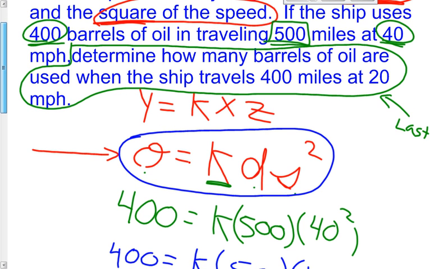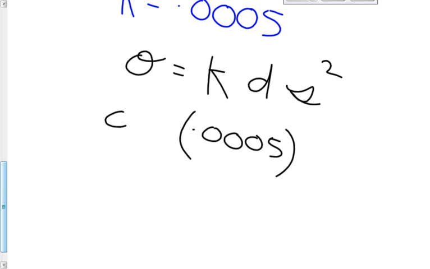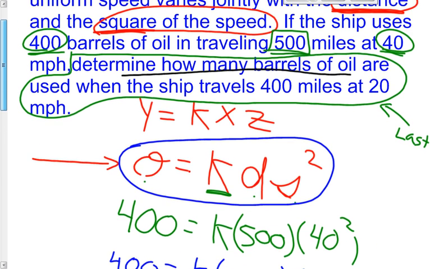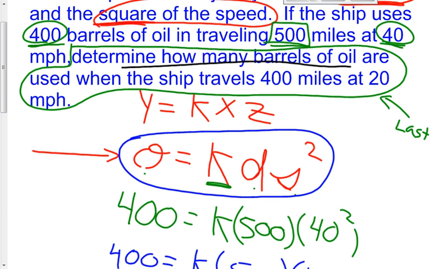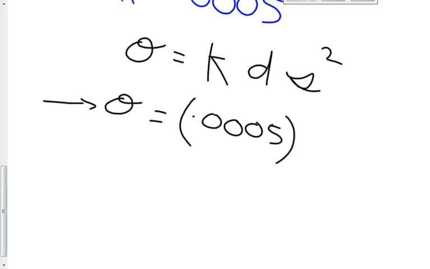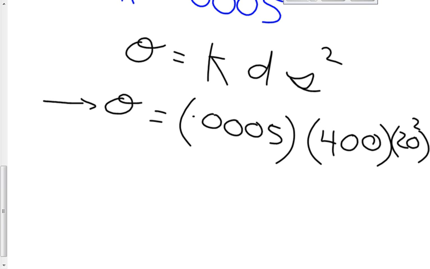And it says determine how many barrels of oil. So there's our variable that we're going to find. Barrels of oil. This is what we're going to find. When 0.0005 is multiplied by the distance, which is 400 miles, and the speed squared, which is 20 miles per hour. 400 times 20 squared. 400 times the speed, which is 20 squared. All right, so all you have to do is multiply all three of these by each other. So start off with 20 squared.